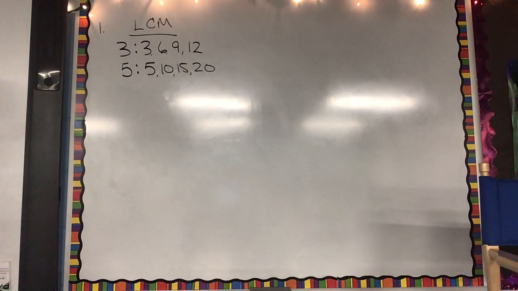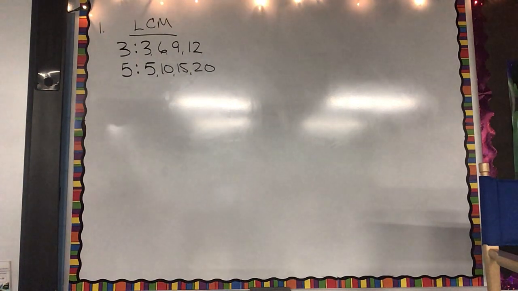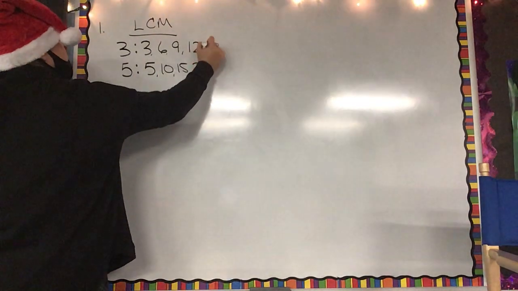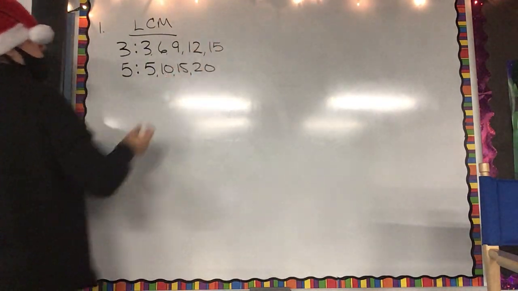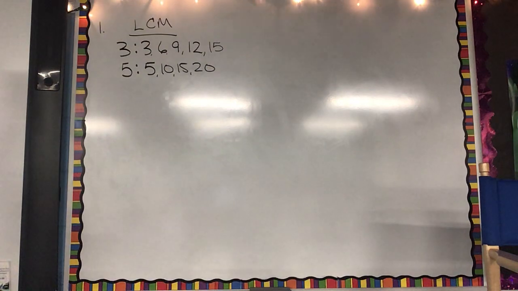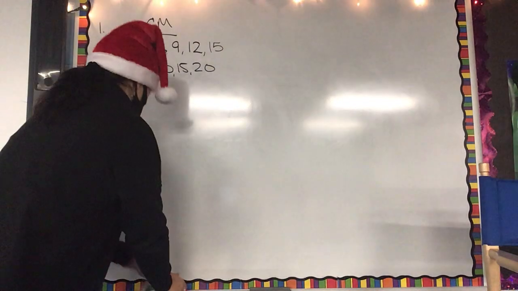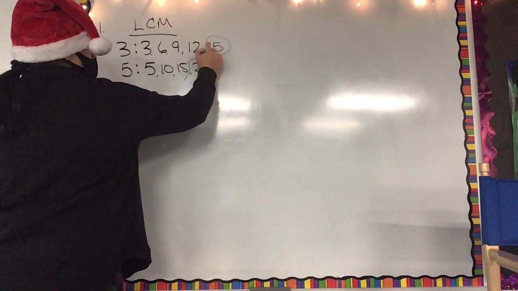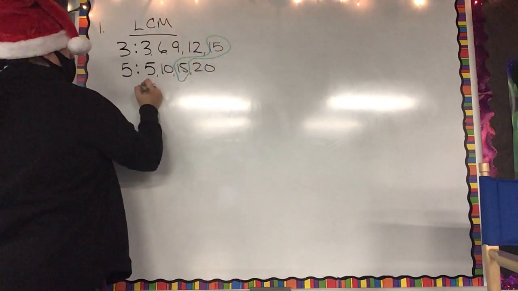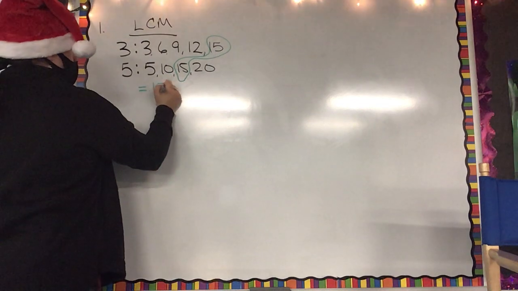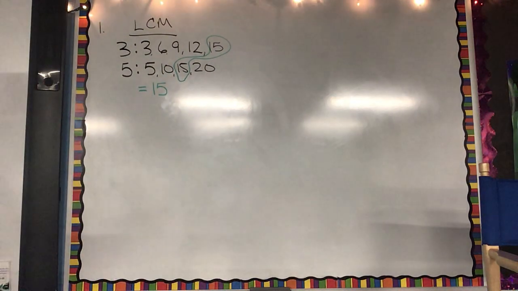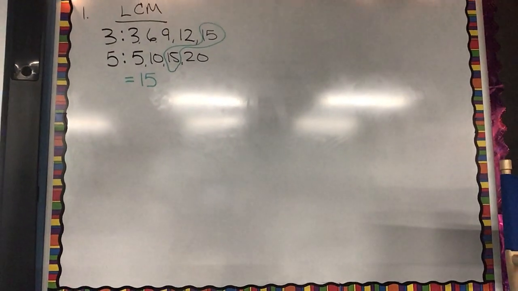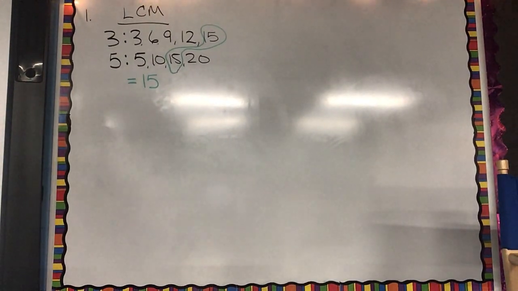Do they have a common multiple yet? No. No, so I need to expand this list some more, right? Yeah. 15. Oh, do they have a LCM now? Yes. What is my LCM for 3 and 5? 15. And I would circle it. LCM equals 15. If I have it on the board, you should have it in your math notebook. You are not just sitting, you are being an active learner.